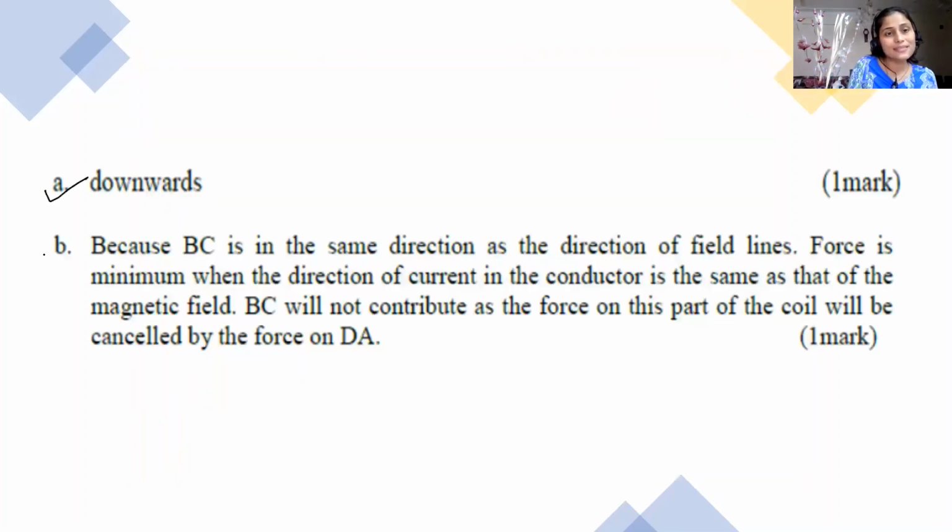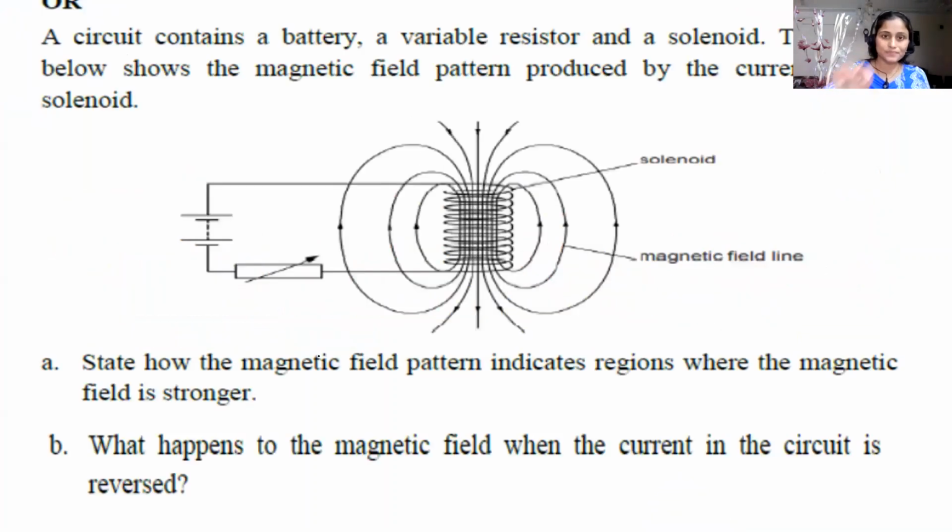The first part is clear. Second part: because BC is in the same direction as the direction of the field lines, the force is minimum, or it is 0, right? When the direction of the current in the conductor is the same as that of the magnetic field, when the current and the magnetic field are in the same direction, the force is minimum, or rather we can say it's 0. So BC will not contribute, as the force on it, this part will cancel by the force on the DA part.